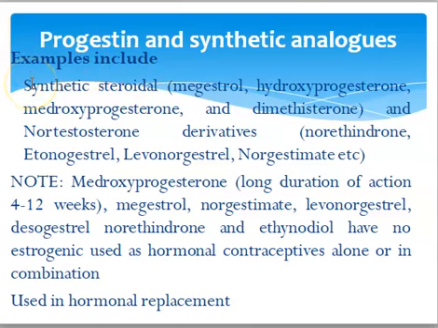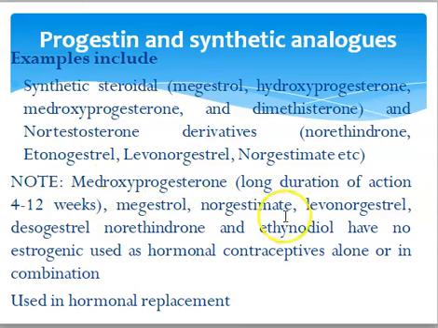Now, the synthetic examples we have are megestrol, hydroxyprogesterone, medroxyprogesterone, and dimethisterone. We also have others such as norethindrone, etonogestrel, levonorgestrel. These are the nortestosterone derivatives, which are also common in contraception. Norgestimate, this one is very important. We know that medroxyprogesterone is used as a long-acting injectable contraceptive. We know Depo-Provera. It is also called this.